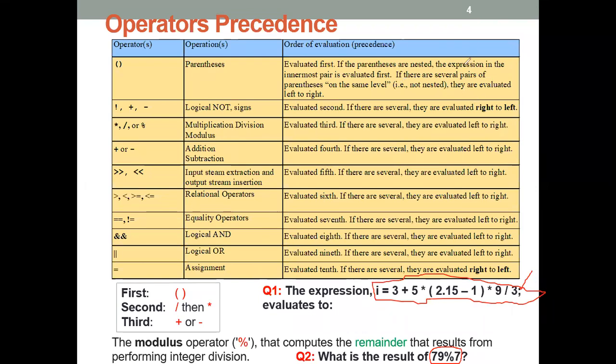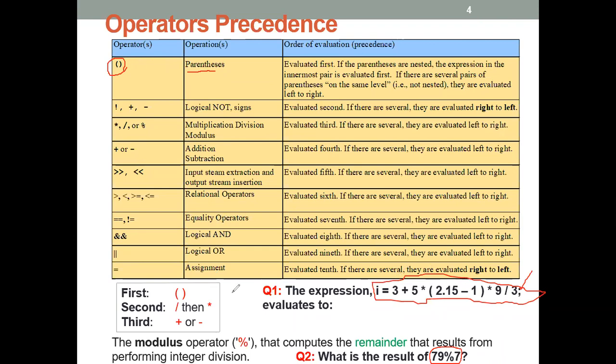For this type of question, you only have to go through 3 steps. The first one is to check whether there is a parenthesis. This is called the parenthesis here. Whether you have a bracket or not. If there is a bracket, you must solve this bracket first.